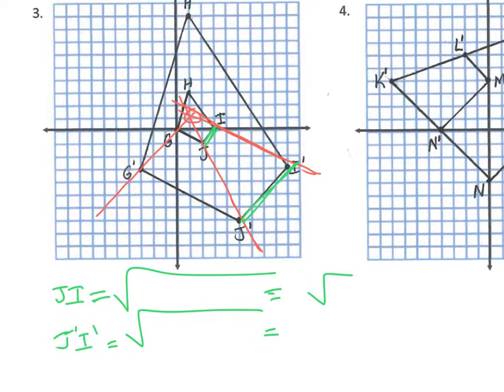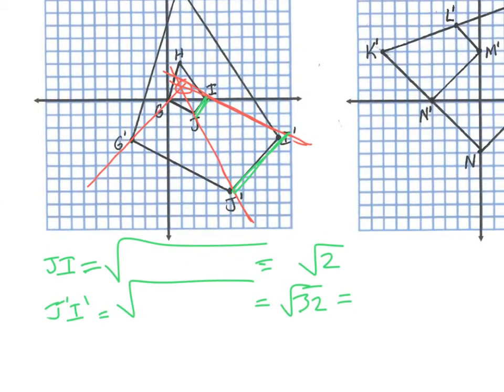The simplified answer, just so you can check your work on this one: I just randomly picked 2 lengths, but if you do those 2 lengths, you should be getting radical 2 for JI, and you should be getting radical 32 for J prime, I prime. Recall that radical 32 can be simplified. That would be radical 16 times 2. 16 is a perfect square, so 16 comes out as a 4, and I'm getting 4 radical 2 for my simplified version of J prime, I prime.